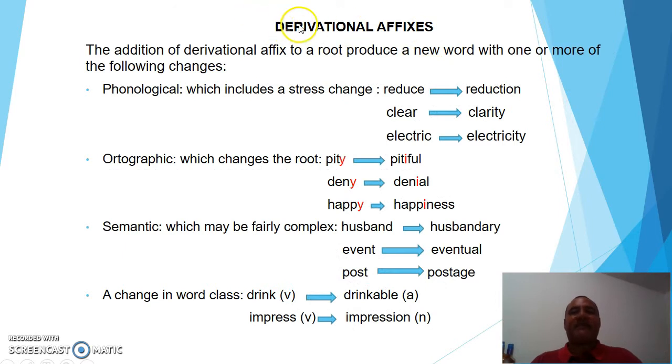Let's see what derivational affixes are, which types there are, and the difference between them. The addition of derivational affixes to a root produces, as I said before, a new word, but this kind of affix makes some changes in the new word. First of all, we have a phonetic change, which includes a change in the stress of the new word.